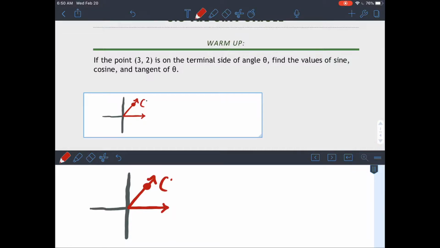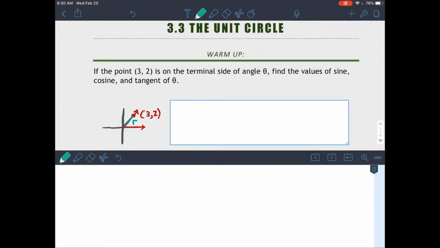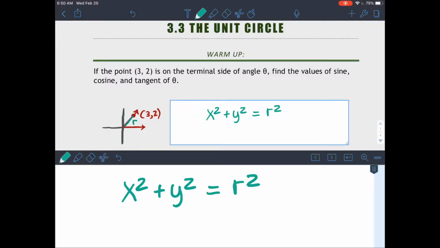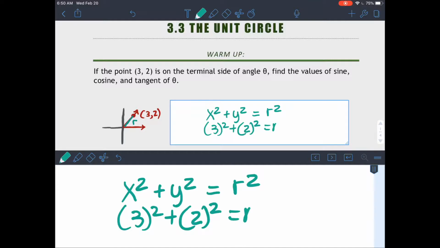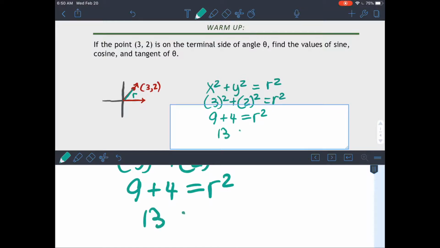So if you take this point and draw the angle that would pass through it, we're going to need to figure out our value for r. Remember, r is how far it is from that point to 0, 0. So we can do a little bit of Pythagorean Theorem to calculate our distance to 0, 0. Plug in our x and y values, simplify. When you get all said and done, you're going to come up with r equals the square root of 13.